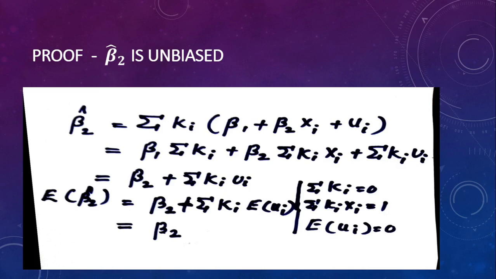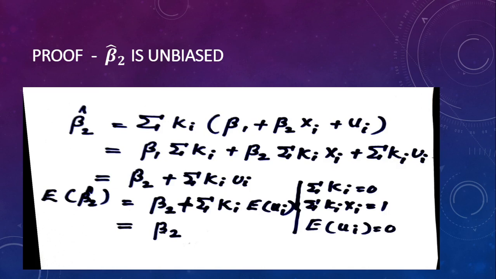And when we expand this, we get beta 2 hat is equal to beta 1 into sigma ki plus beta 2 into sigma ki xi plus sigma ki ui. And here we are applying the properties of ki. We know that sigma ki is equal to 0. So the first term becomes 0. Beta 1 into 0, that term is 0. And we have already found that sigma ki xi is equal to 1. So the second term is beta 2 into 1. So that is beta 2.